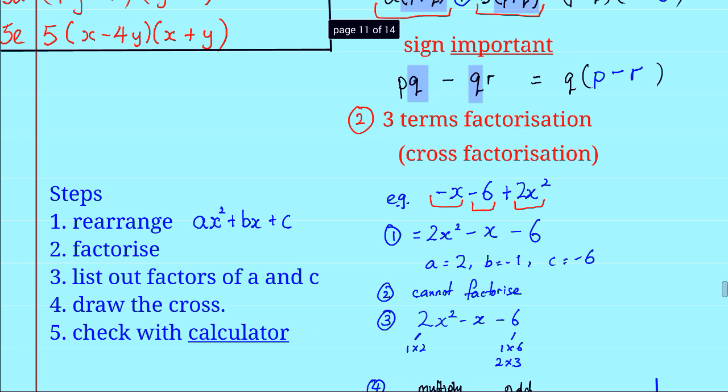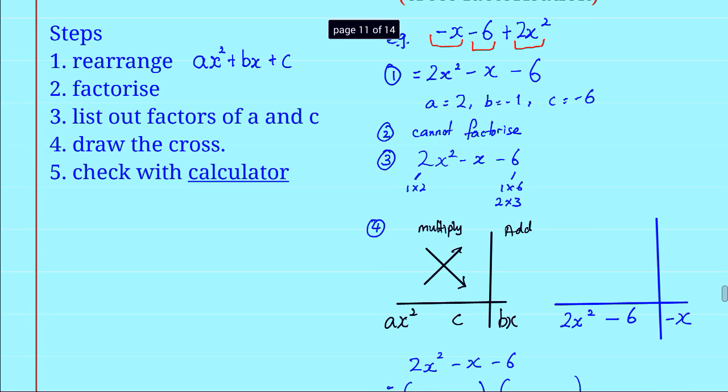Now how do we do that? I will show you in this example. Let's say I have minus x minus 6 plus 2x squared. Now in this case, I want to write out my a, b, and c, but this is not my a. So I have to rearrange with the x squared term first, followed by the x term, followed by the no x term, which is known as a constant. So in this case, I can shift this negative x to the center. So once I have shifted everything, I can now write out my a, my b, and my c.